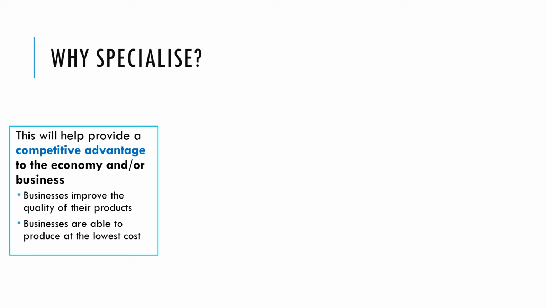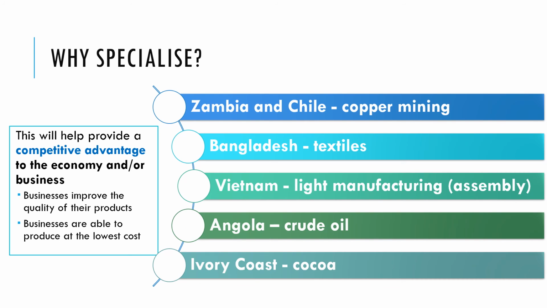Why would countries, individuals, businesses specialize? Well, it can help provide a competitive advantage for that economy or business because it can improve the quality of their products, or if they're efficient, maybe enable them to produce at the lowest cost. And these would be some examples. In Zambia and Chile, copper mining specialization, in Bangladesh specialization in textiles, in Vietnam light manufacturing, Angola crude oil, and the Ivory Coast cocoa.